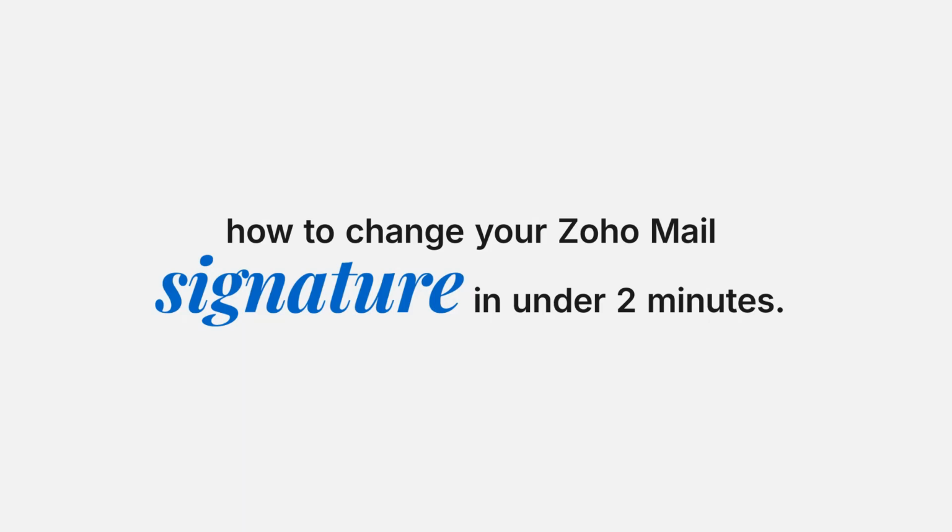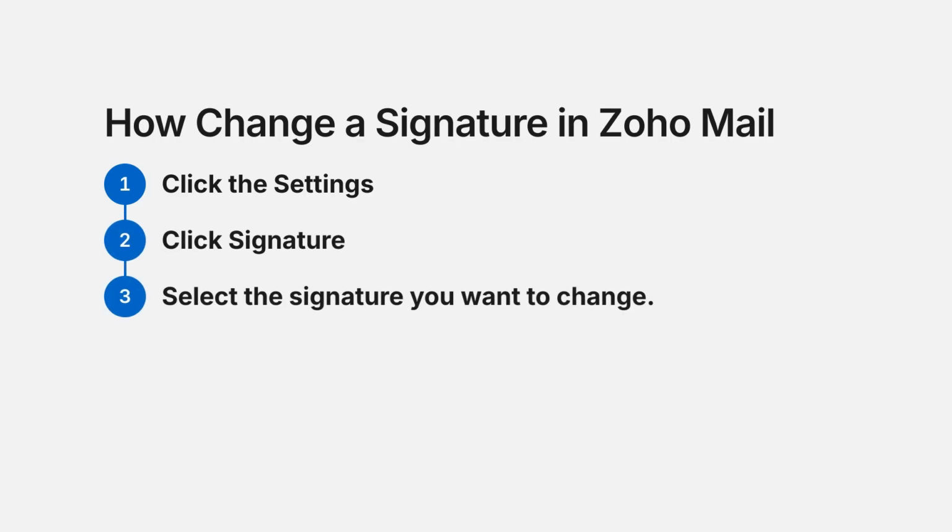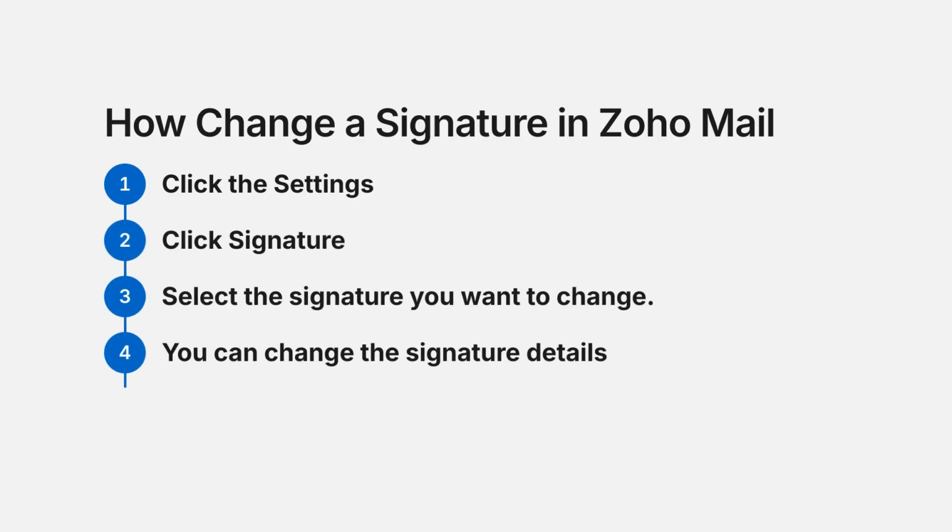Are you tired of sending emails with an outdated signature? Learn how to change your Zoho Mail signature in under 2 minutes. First, we'll access the settings, then find the signature editor, make your changes, and save it. Let's dive in.